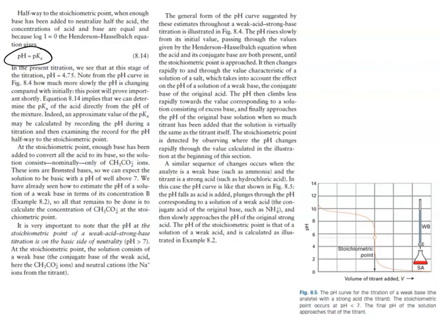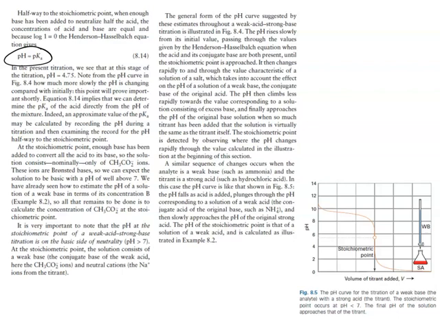Note in the pH curve in figure 8.4 how much more slowly the pH is changing compared with initially. This point will prove important shortly. Equation 8.14, pH equals pKa, implies that we can determine the pKa of the acid directly from the pH of the mixture. Indeed, an approximate value for the pKa may be calculated by recording the pH during a titration and then examining the record for the pH halfway to the stoichiometric point.